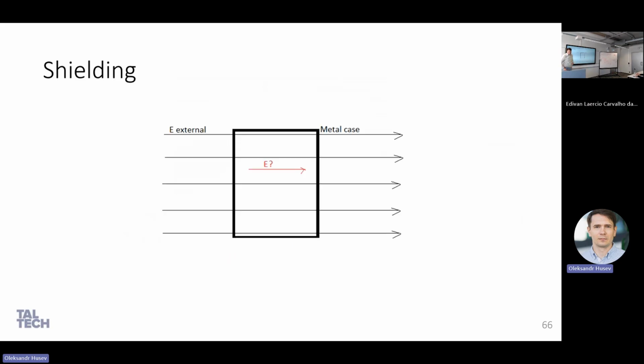Okay, so, shielding. You see an external electric field, you have just a metal case. So please explain to me, how does it work? What is going to happen with the electric field inside? Okay, I expected this answer, it is correct. Right, so it's called a Faraday cage, but now we will play with this a little bit.